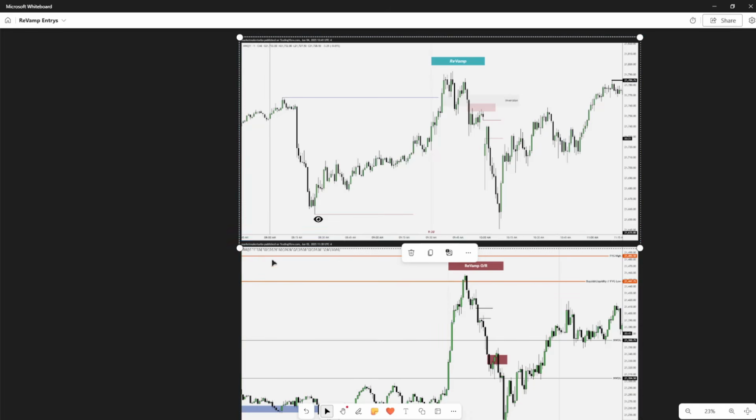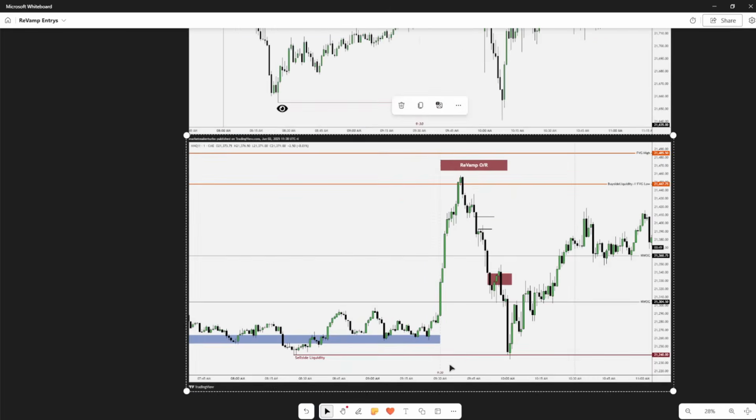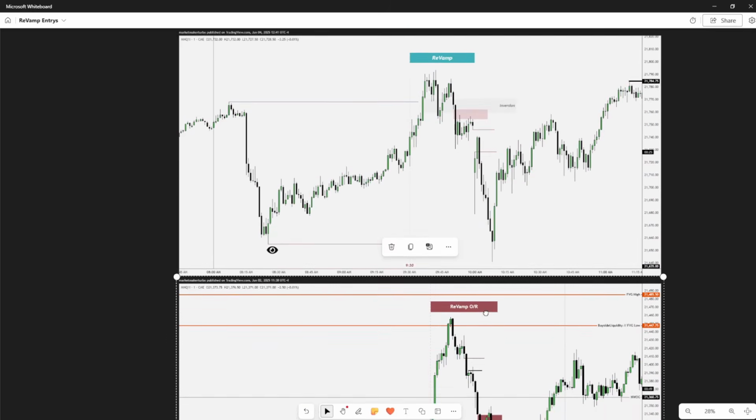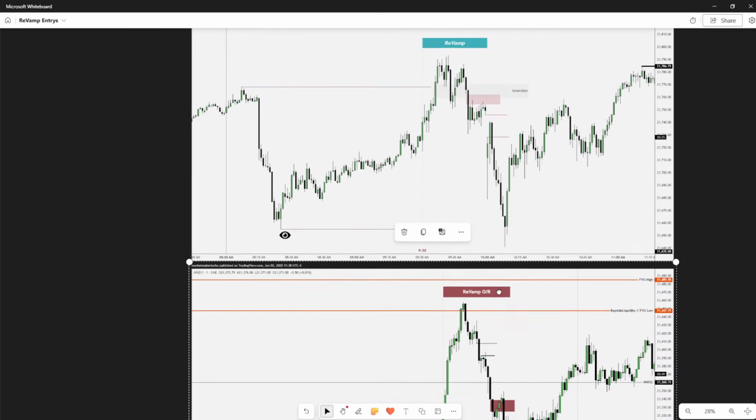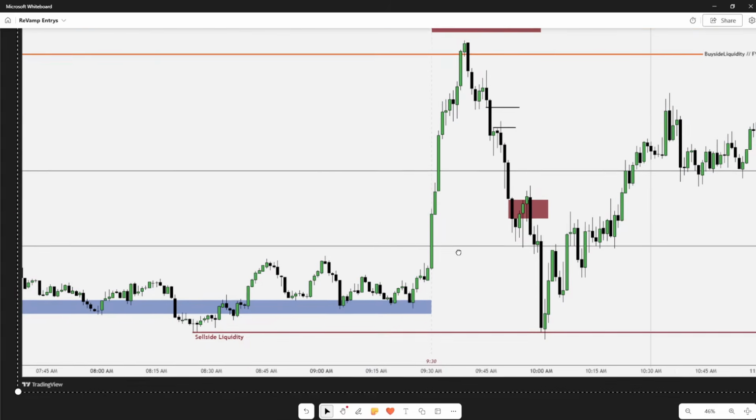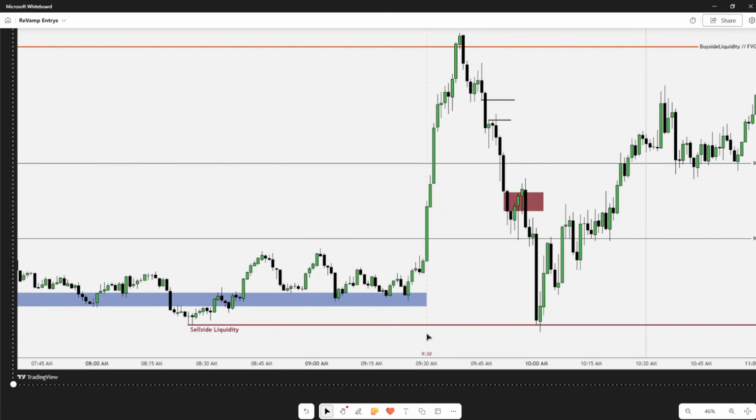But in terms of time, they're very identical. So let's start off by 930. So you can see 930 here. It just has a straight run up, comes down, takes out the sell side, and then goes back to bullish.